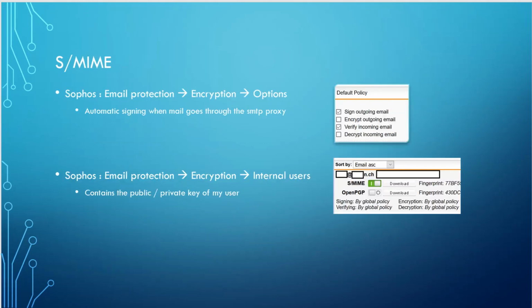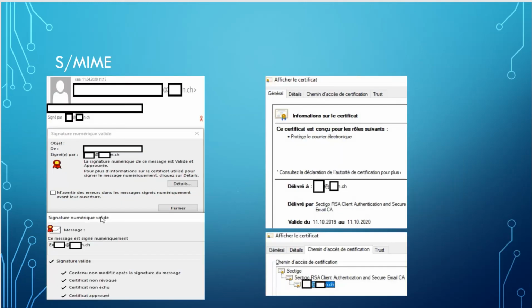Now for the configuration here on Sophos, I can say that I would like to automatically sign every email for my user for which I have the keys. And we can see here that I have imported the SMIME key, so the private key and public key, in Sophos. Now this is just for example.